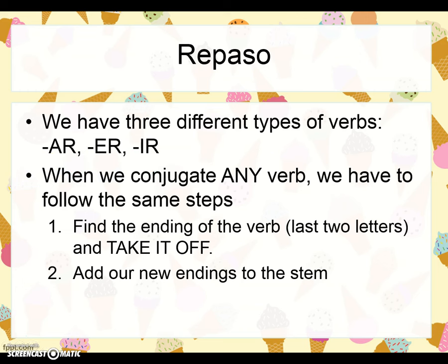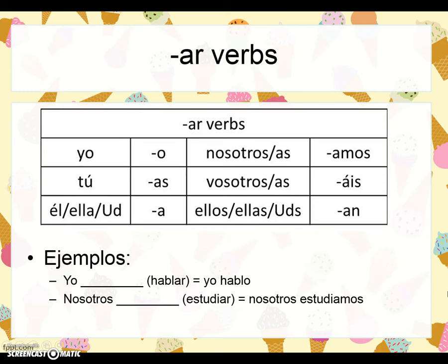Remember also when we conjugate any verb, we have to follow the same steps. So the first step to conjugating a verb is that we have to find the ending of the verb, which is the last two letters, so AR, ER, or IR, depending on what category of verb we have. Then we have to take that off. Once we do that, we have to add our new endings to the stem. Okay? And just to review, here are our AR verb endings that y'all learned last week.